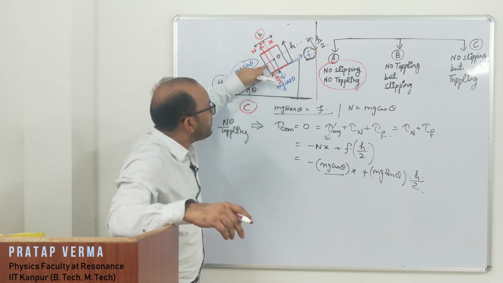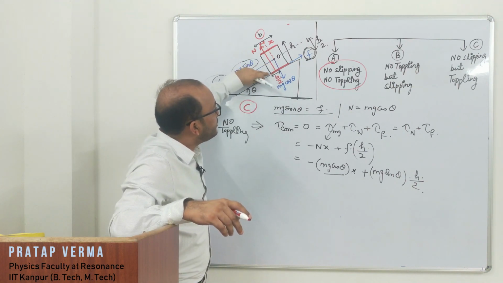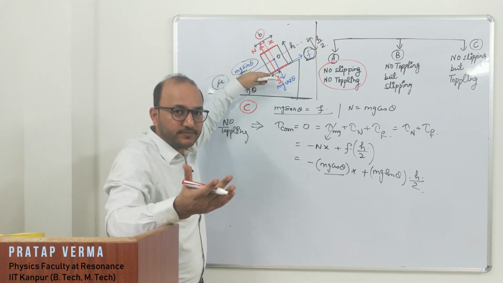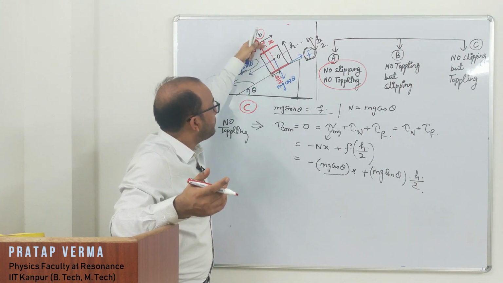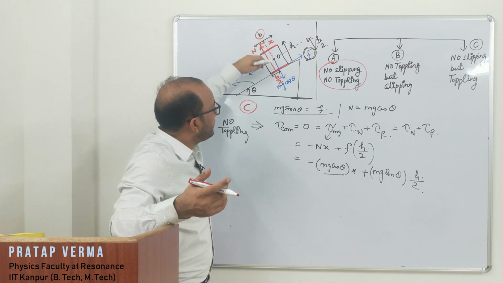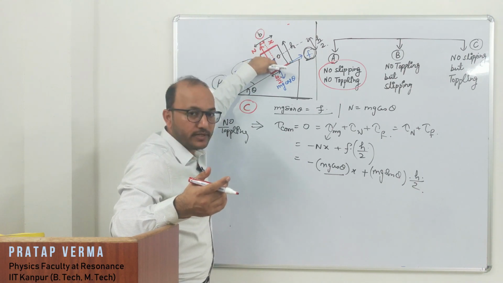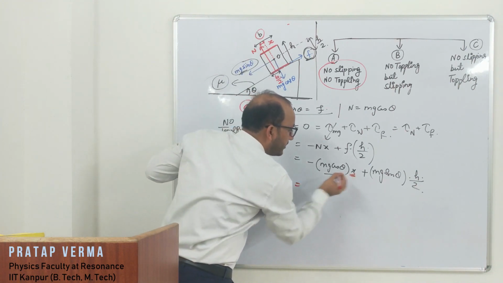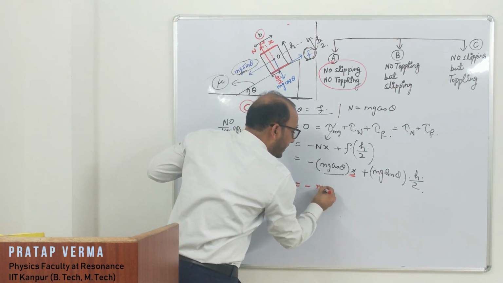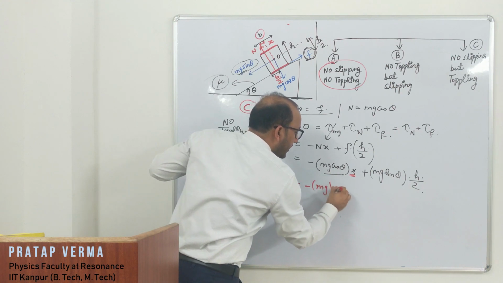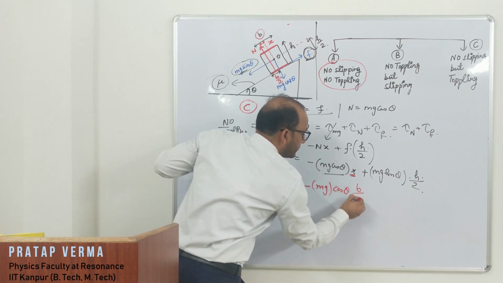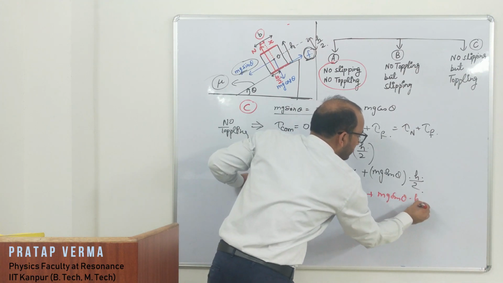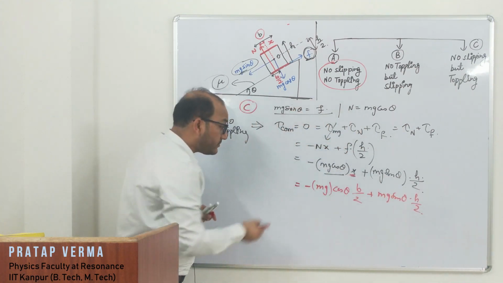So this normal reaction vector I cannot draw beyond this corner point. It does not make sense at all. So the maximum possible value of x will be essentially equal to b by 2. If I put x equals b by 2, this is what I get: mg cos theta into b by 2 plus mg sin theta into h by 2.